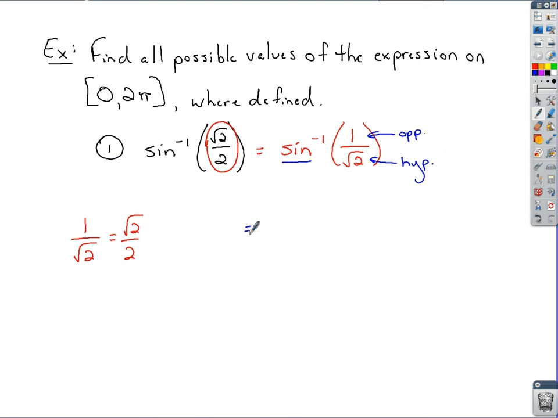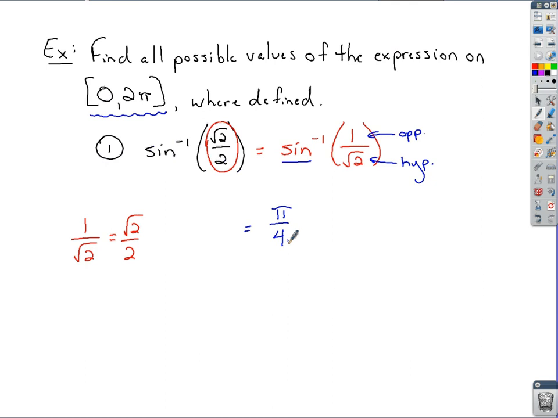So if it's a 45 right triangle, we know our degree measure is 45 degrees, but we want everything in terms of radians on this interval from 0 to 2 pi. Instead of writing 45 degrees, I write pi over 4. The inverse sine of root 2 over 2, also known as the inverse sine of 1 over root 2, is simply pi over 4. And as functions go, if we're real specific with inverses, that's your only answer.